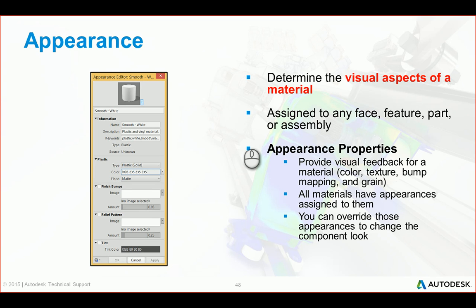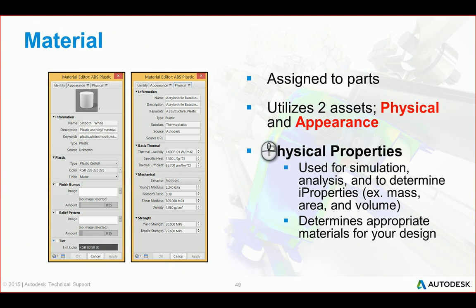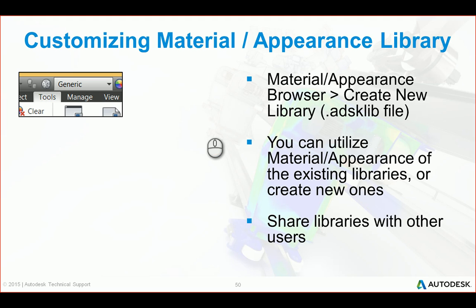Now, the material has two aspects. One aspect is the physical properties, which would be frequently used for FEA, and that way you can test the material for its intended use. The other is the default appearance of that material.